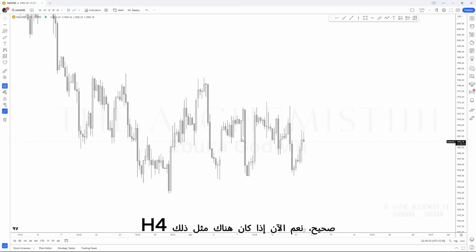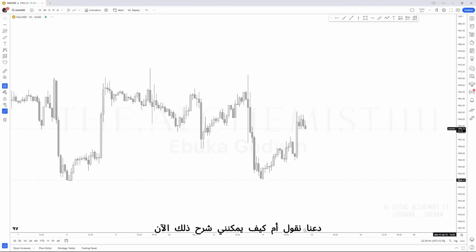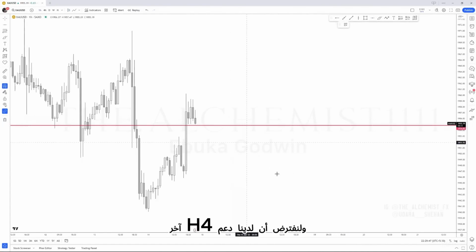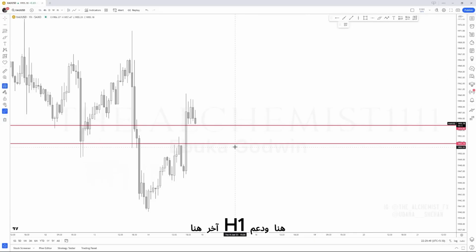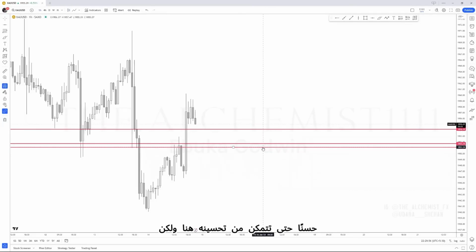Because sometimes you just stop at H4, right? Yeah. Now, let's say we had a weekly level in here, and let's say we had another H4 support in here and another H1 support in here. I'll just refine it to the H4 and then put my stop loss below the H1. That's it. So you can even refine it here, but then again, sometimes I fear missing the entries.